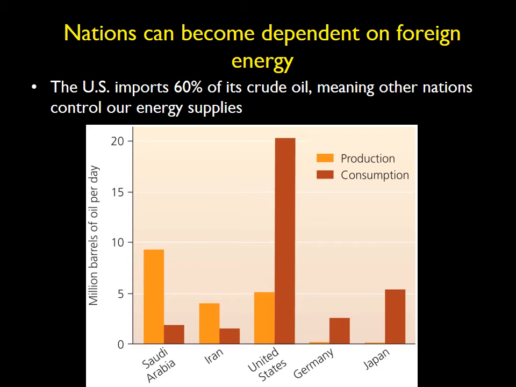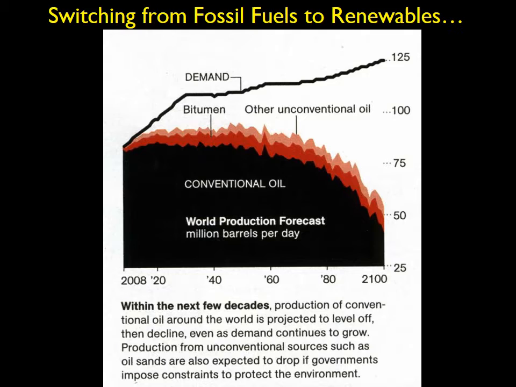Germany and Japan are in similar situations. Places like Saudi Arabia and Iran, of course, produce more than they consume. So it's problematic, right? And it can put us in a bind in the foreign relations sphere. So it's important to gain energy independence and not be dependent on all these foreign countries for our oil.